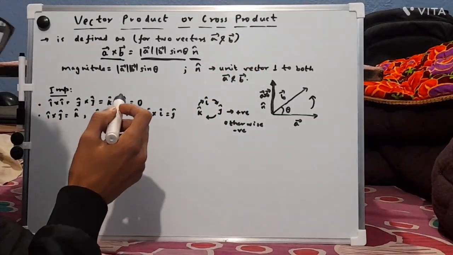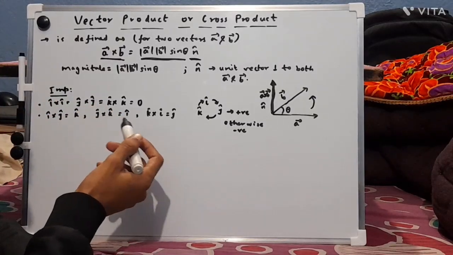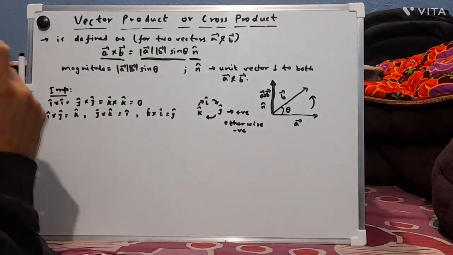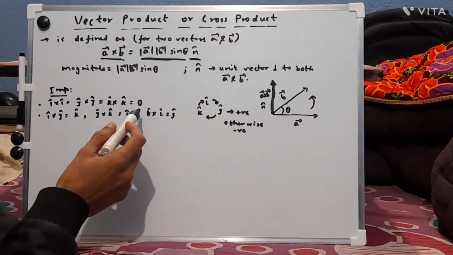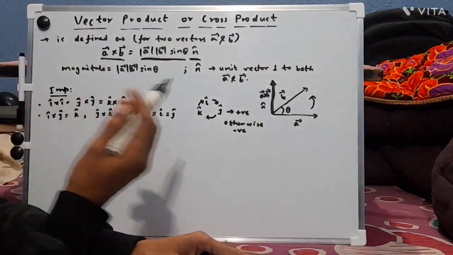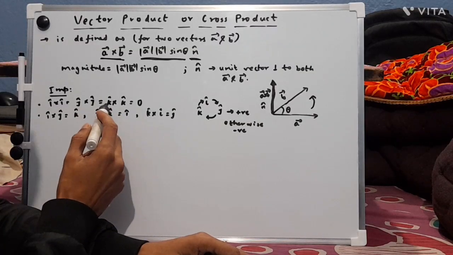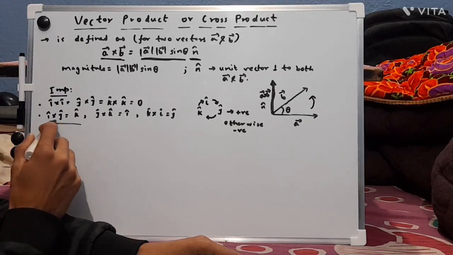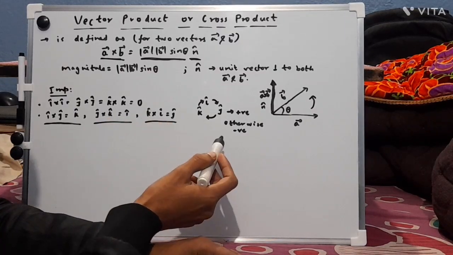And here are some important results which can be drawn from here. These are the unit vectors, and these are the results based on the unit vectors in the direction of x-axis, y-axis, and z-axis respectively. If you take the cross product of these unit vectors when they are the same, you will get 0, because the angle between the same unit vector, that is i cross i, would be 0, and sine 0 gives us 0. Similarly, j cross j and k cross k would all result in 0. What about i cross j? It would give us k, j cross k would give us i, and k cross i would give us j.